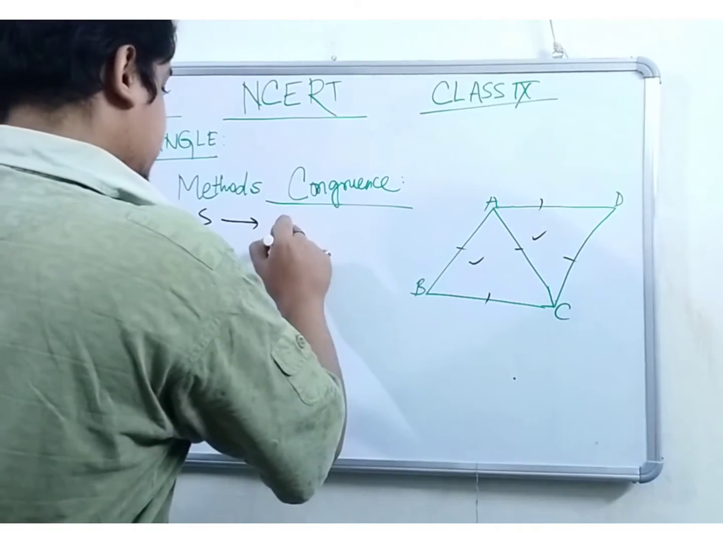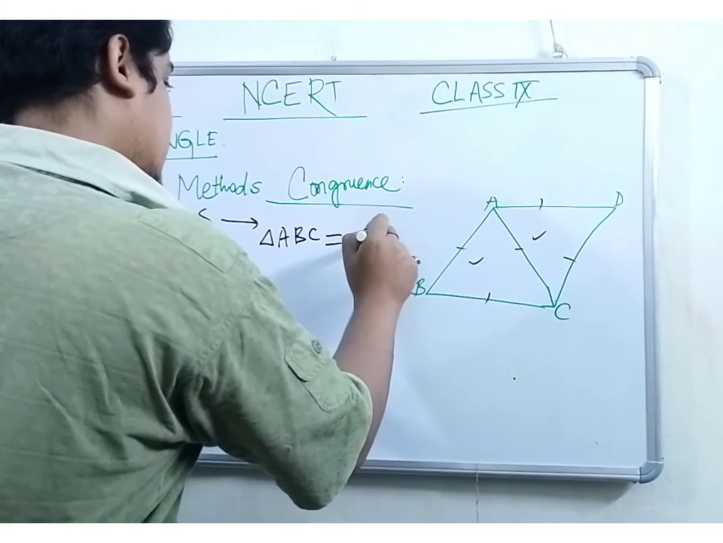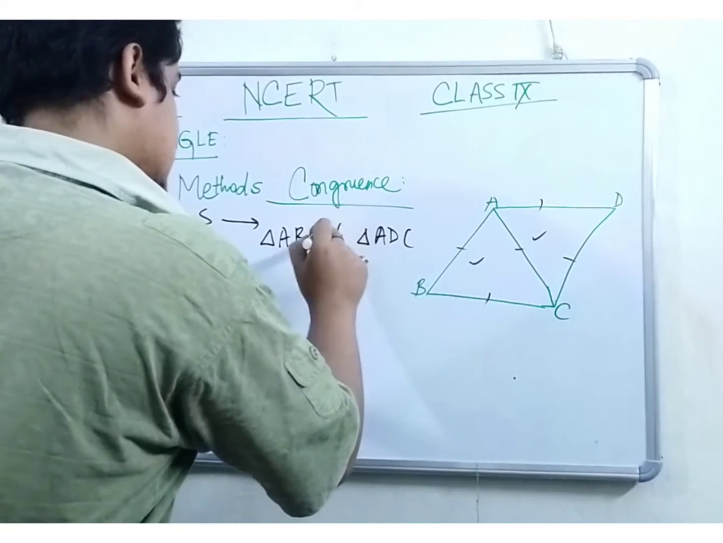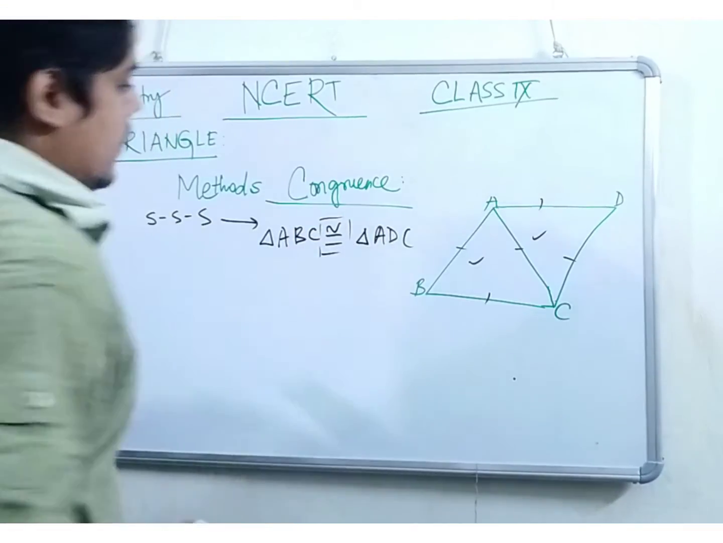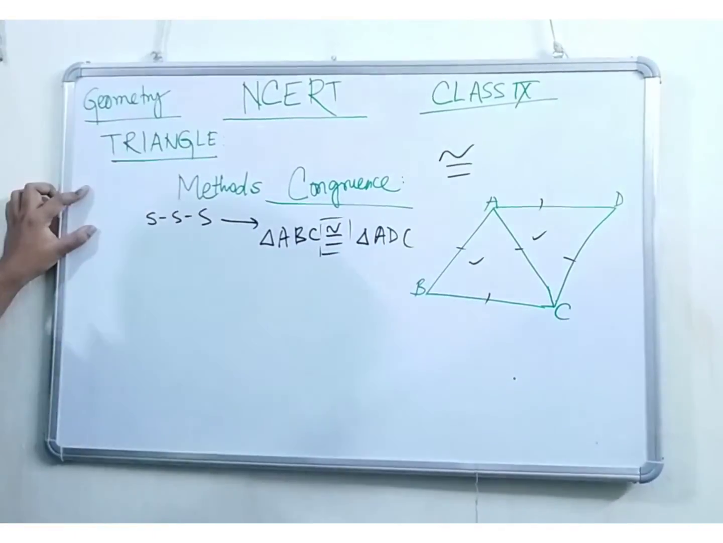How is it written? It is written like that: triangle, then a symbol like that. That is the symbol of congruence. Two equal lines and one line like that. It is the congruence symbol.